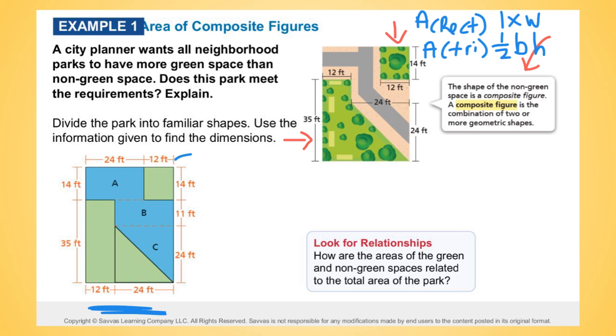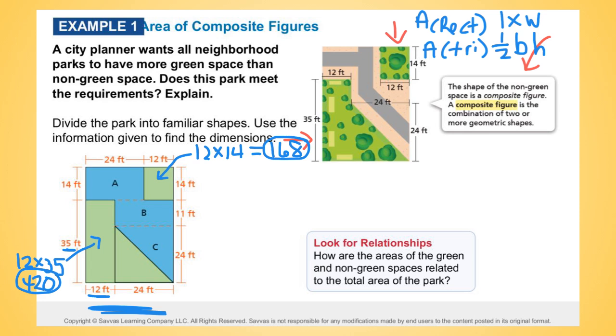So this green space right here is 12 by 14. So if you pick up a calculator and you take 12 times 14, you are going to get 168 square feet. Let's do this rectangle right here. This is 12 by 35. 12 by 35, if you pick up your calculator, is 420 square feet. I'm going to circle our answers here because we're going to have a lot of numbers in a minute.